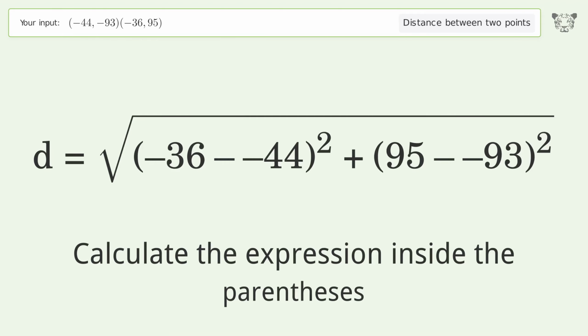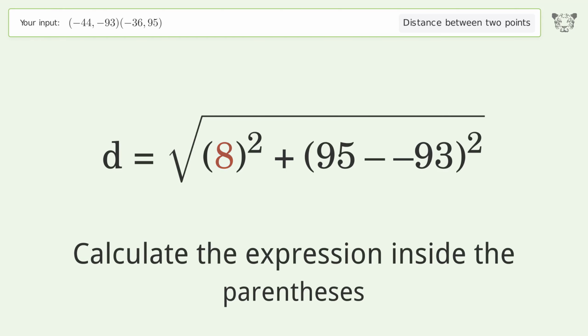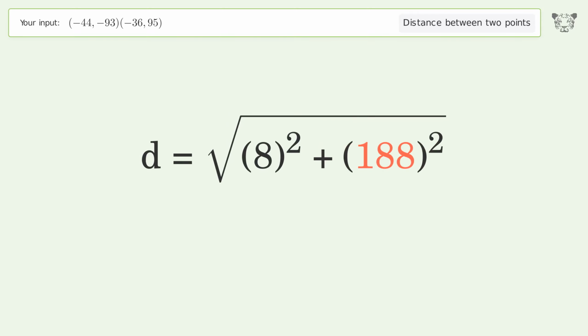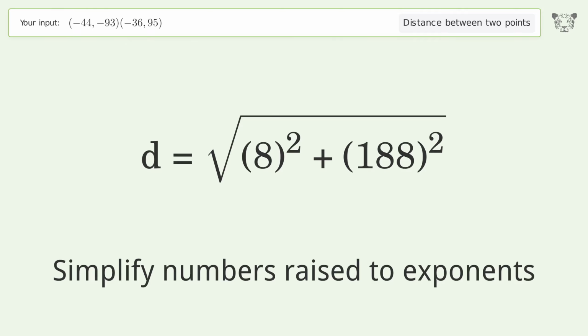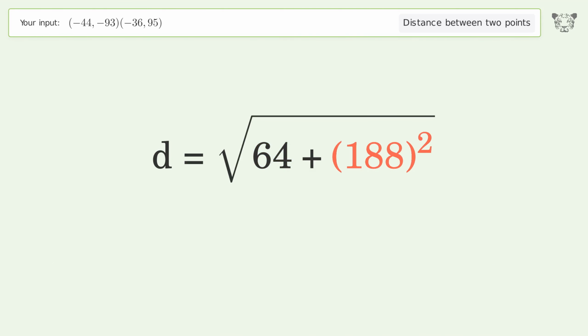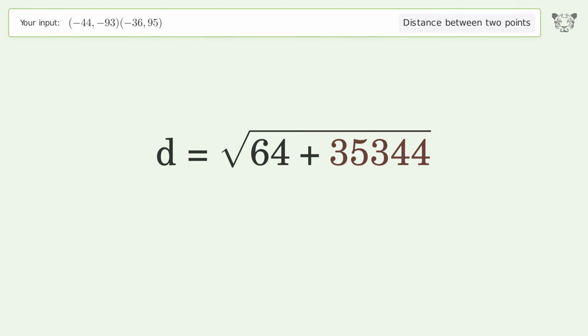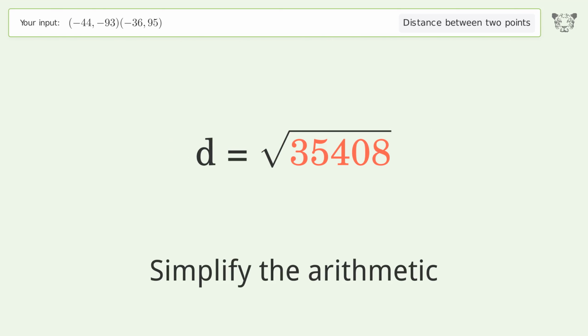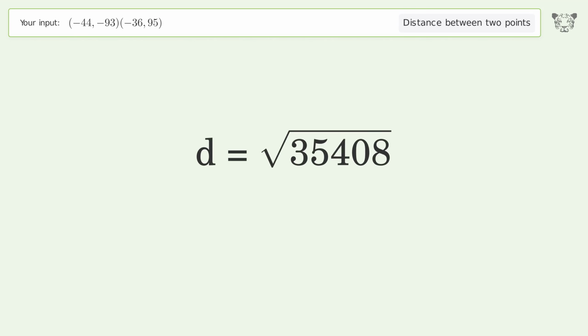Calculate the expression inside the parentheses. Simplify numbers raised to exponents. Simplify the arithmetic. And so the distance between the 2 points is the square root of 35,408 or 188.17.